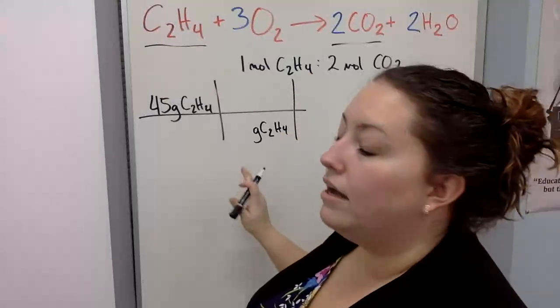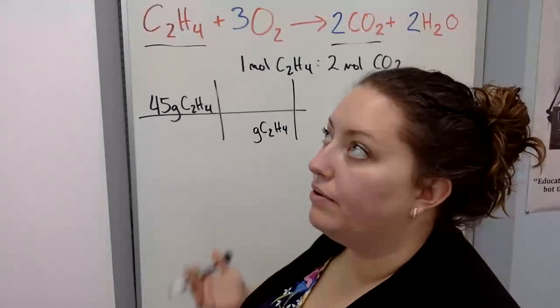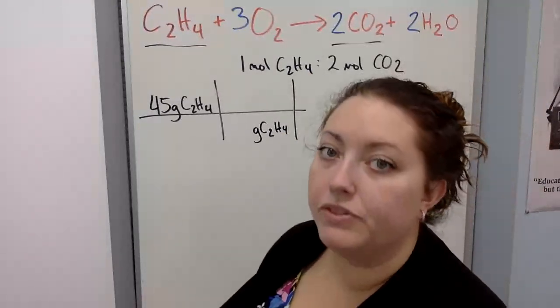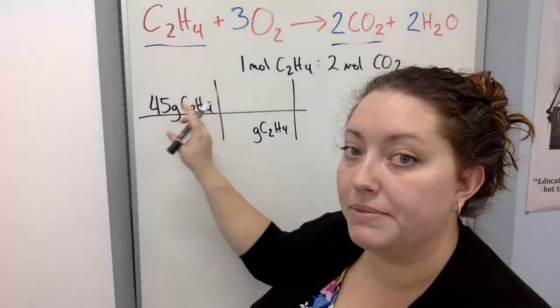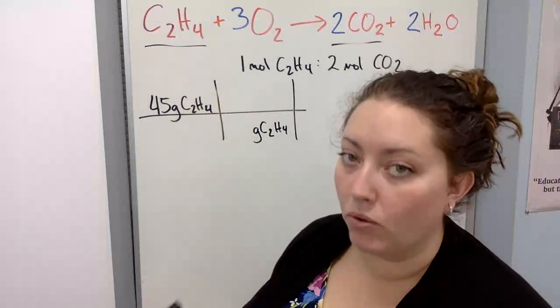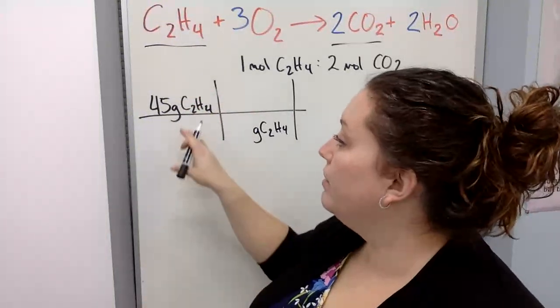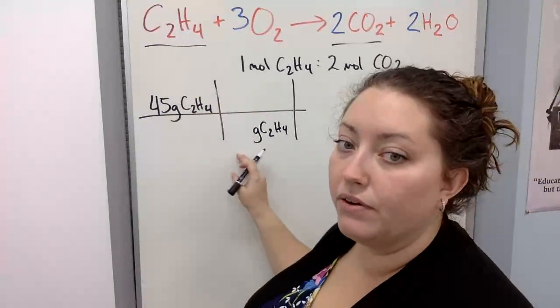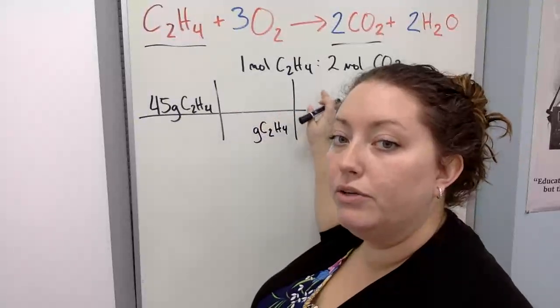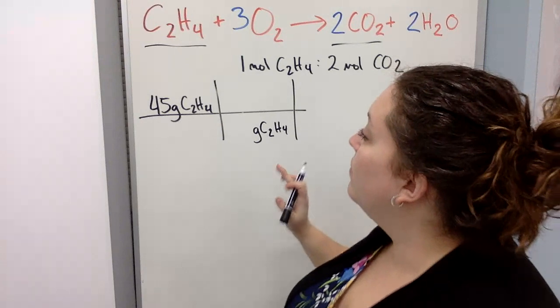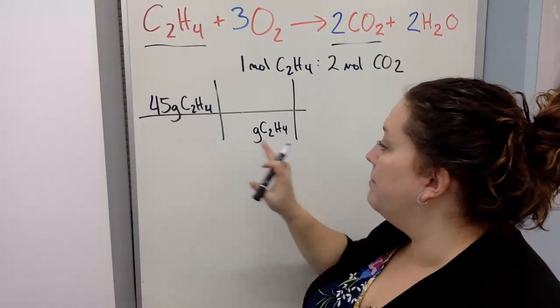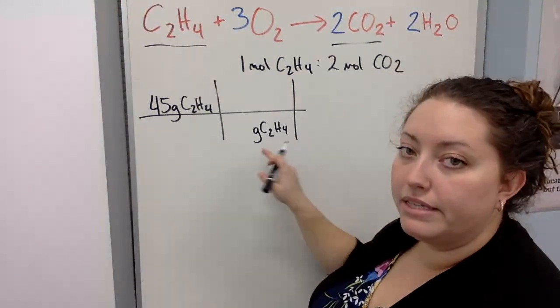Okay. And at this point, we've got to figure out how to get to carbon dioxide. In order to switch the unit from one substance to another, you have to get to moles first. We're in grams right now. We need to convert this into moles so we can use the mole ratio to convert from ethylene to carbon dioxide. So what we're going to have here is the mass of this ethylene.